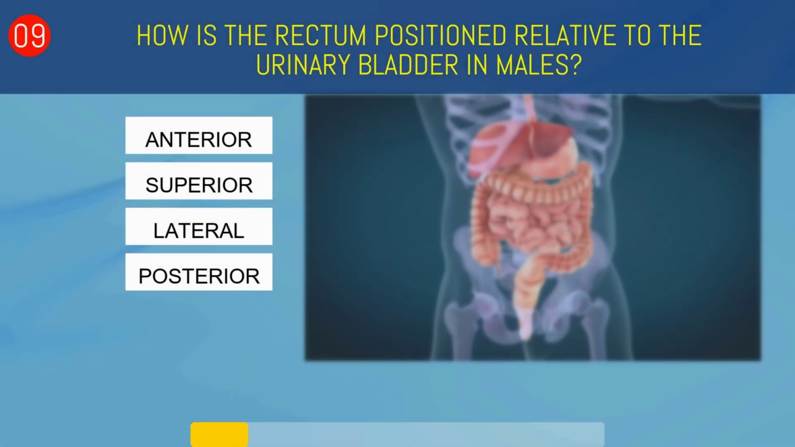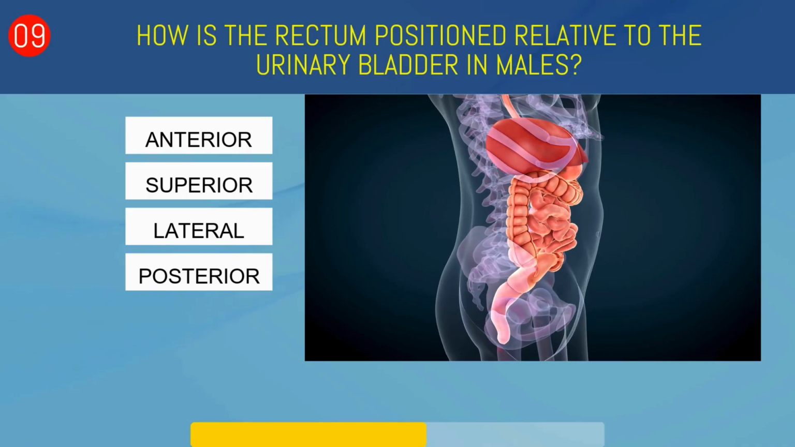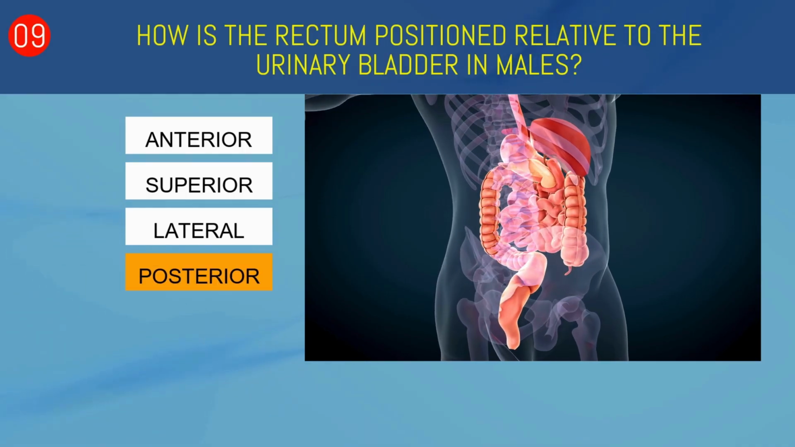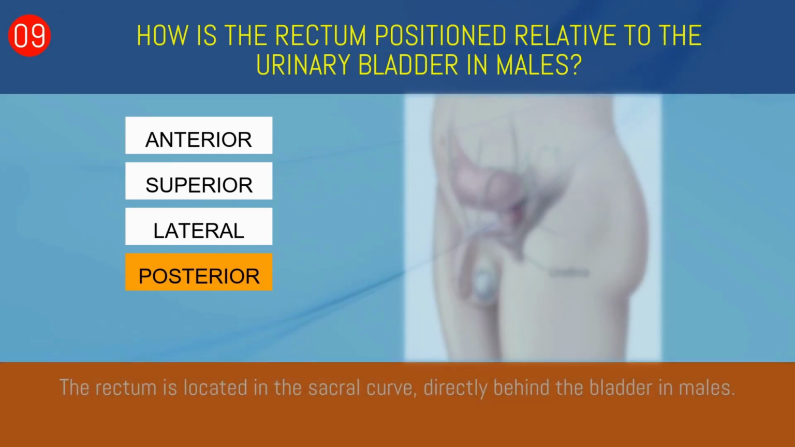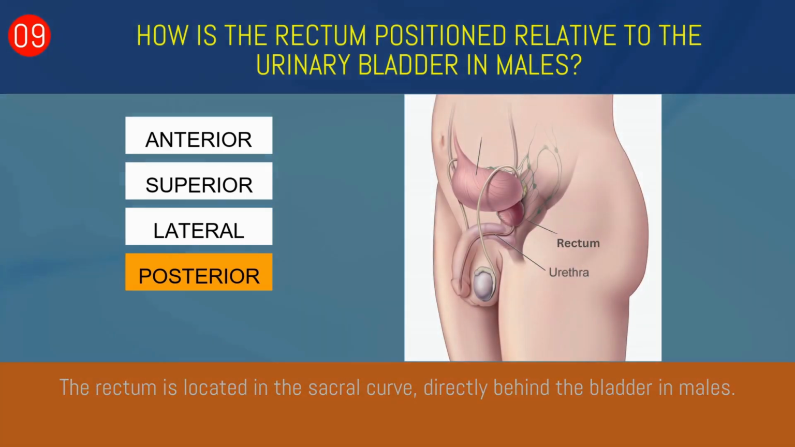How is the rectum positioned relative to the urinary bladder in males? Anterior, superior, lateral, or posterior? Posterior. The rectum is located in the sacral curve, directly behind the bladder in males.